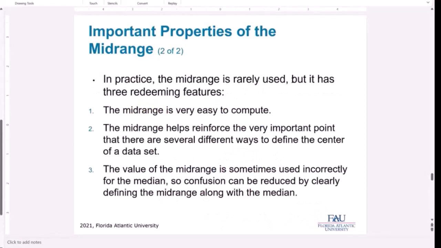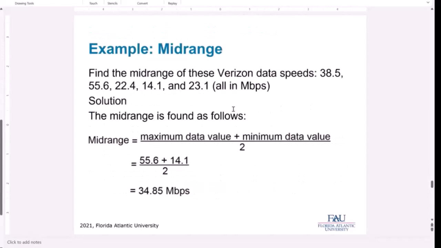In practice, the mid-range is rarely used, but it has 3 redeeming features. It's easy to compute. We just saw that. The mid-range helps reinforce the very important point that there are several different ways to define the center of a data set. The value of the mid-range is sometimes used incorrectly for the median, so confusion can be reduced by clearly defining the mid-range along with the median. We already did an example, but here, if you put these in order, you'd see that here is my minimum and here is my maximum. So I add those two numbers together and divide by 2, which gives me my mid-range.